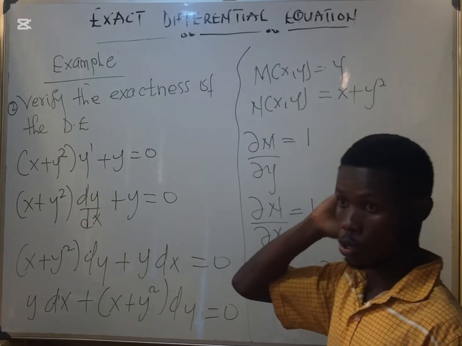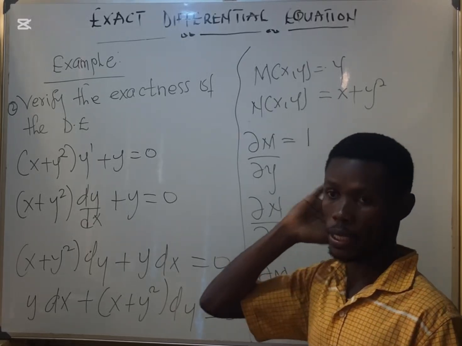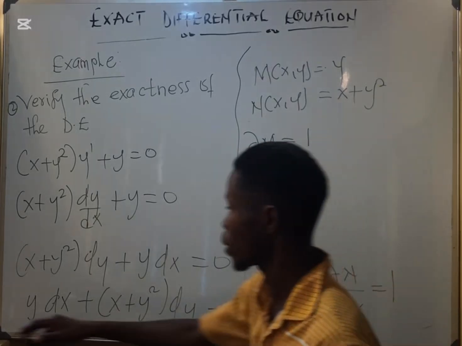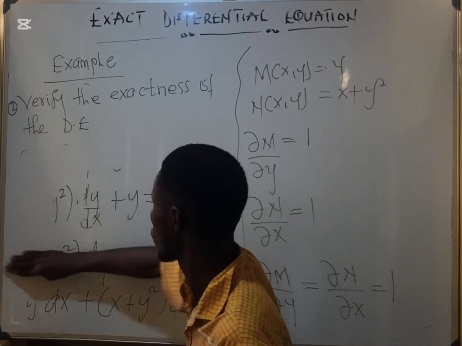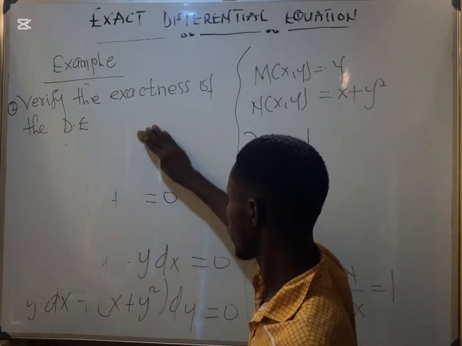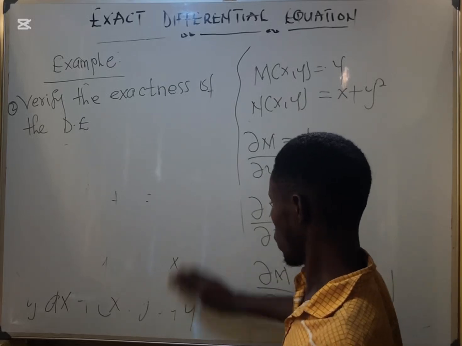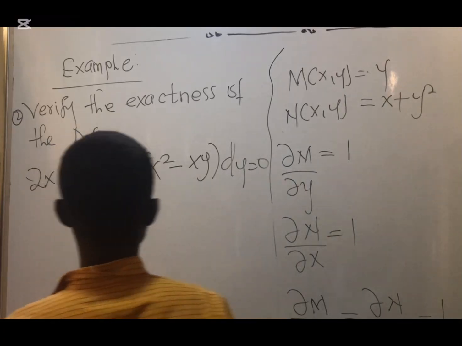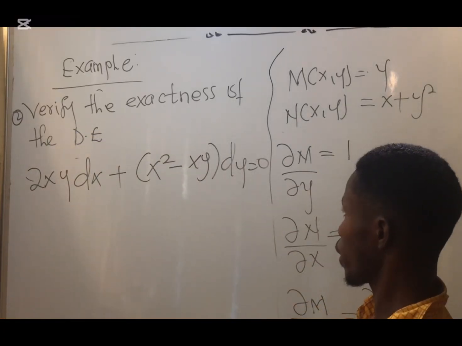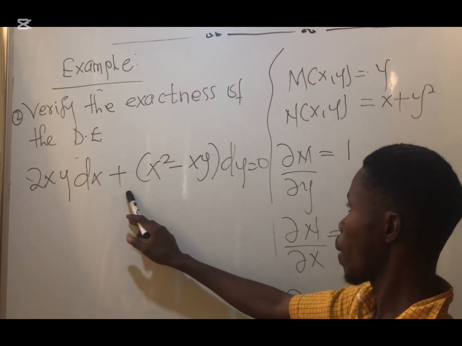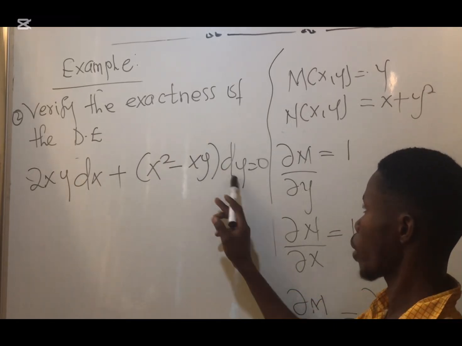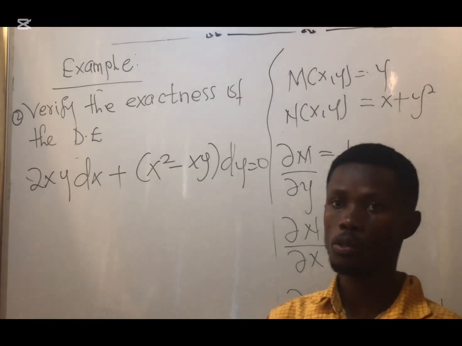Now let's move on to the last example, and that example I'll give it to you as a try work so that at your leisure time you do it. Okay. Alright, so now this is the try work. Verify the exactness of this. So 2xy dx plus x squared minus xy dy equals 0. So you have to verify it.